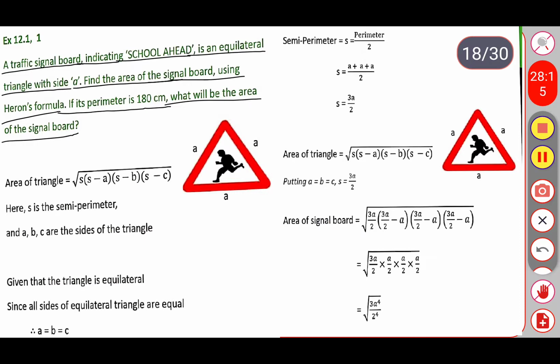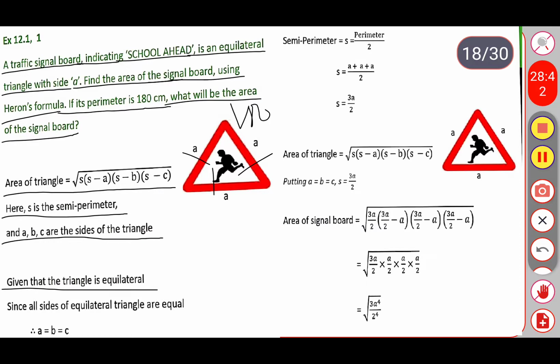So the area of the triangle by using Heron's formula, we already know, is square root of S into S minus A into S minus B into S minus C. In that, S is the semi perimeter and A, B, C are the three sides of the triangle. Given that the triangle is an equilateral triangle, it means all three sides are equal, and its perimeter is already given, 180 centimeter. With the help of this perimeter we can find the one side length of the triangle.